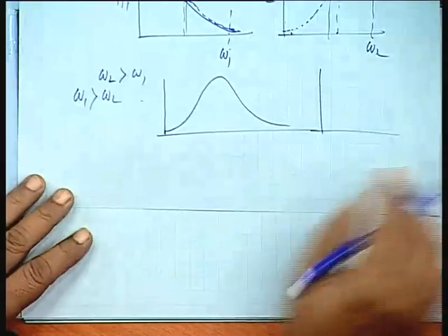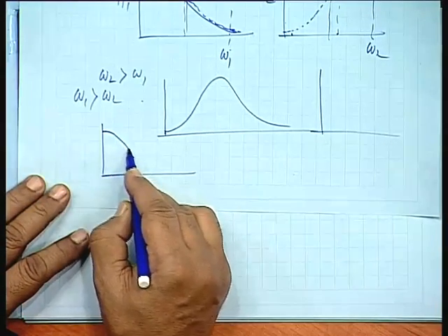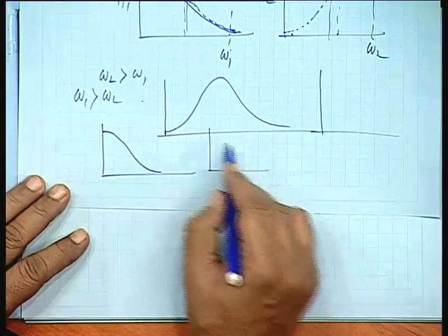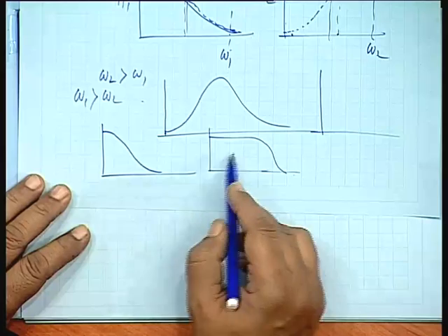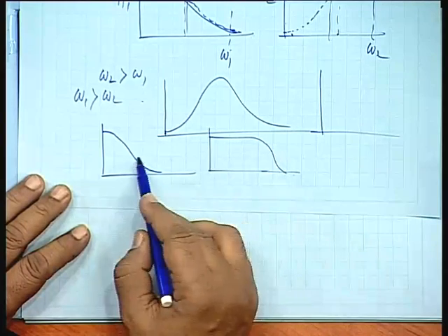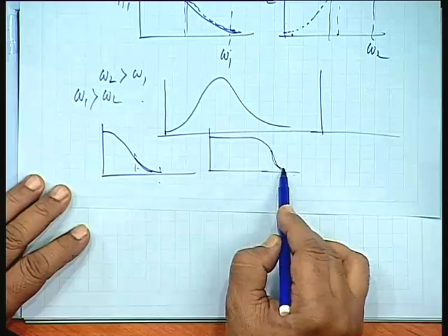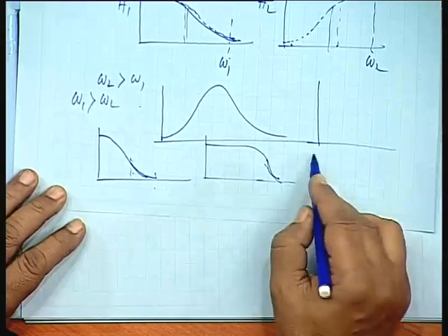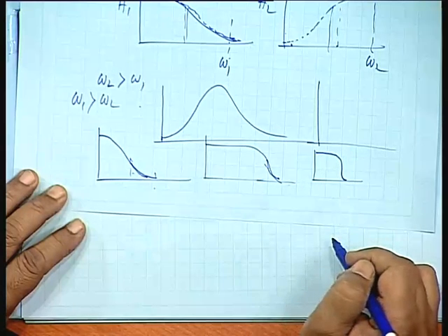If I have two low pass filters, one is like this, the other one is like this, then the product will be, you see at this edge it is a very small quantity, this is also falling very fast, so the overall product will be falling faster. So you can get sharper filters, alright.